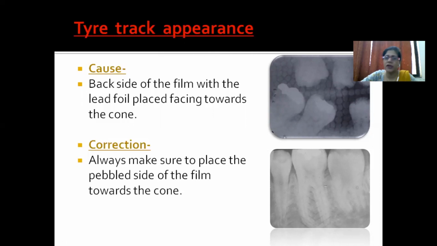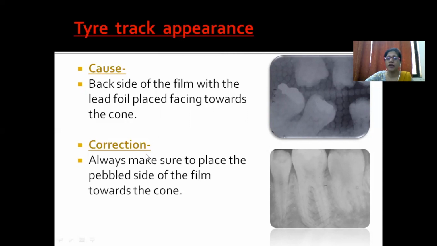Now that lead foil has different appearances. Earlier it had the honeycomb pattern, or most of the occlusal films have this honeycomb pattern, and the IOPA films recently have this tire track pattern. Now this tire track pattern is for identification of whether your film is placed correctly or not. If it appears on your radiograph, that means you have placed the film the opposite way, backside of the film, with the lead foil facing towards the cone, which is the wrong side.